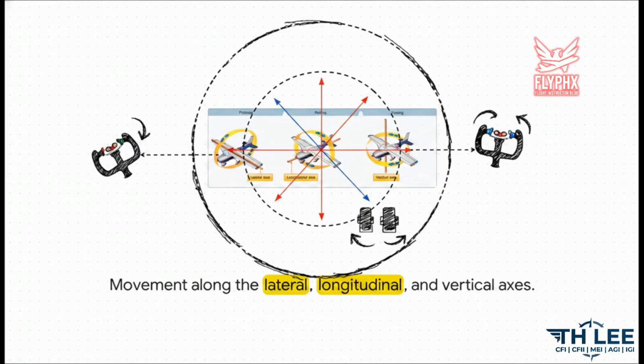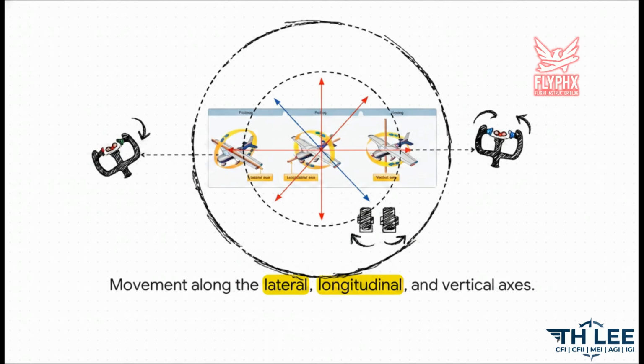Building directly on those aerodynamic forces we just talked about, any control input you make on the flight deck causes a rotation around one of 3 invisible axes. Let's break them down. If you pull back or push forward on the yoke, you're pitching the nose up or down along the lateral axis. That's the imaginary line running straight from wingtip to wingtip.